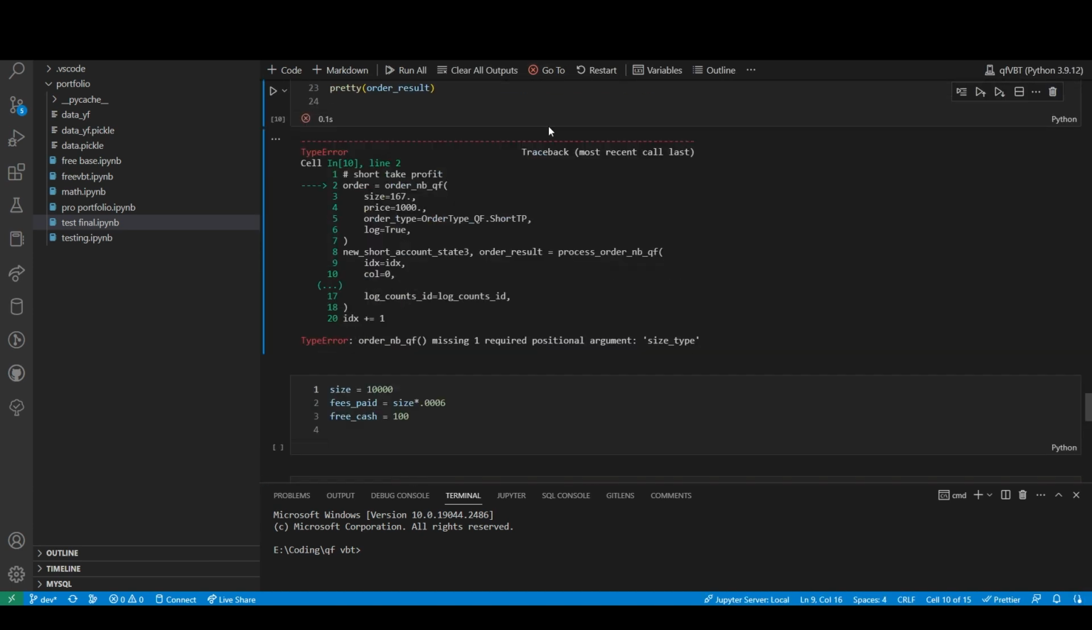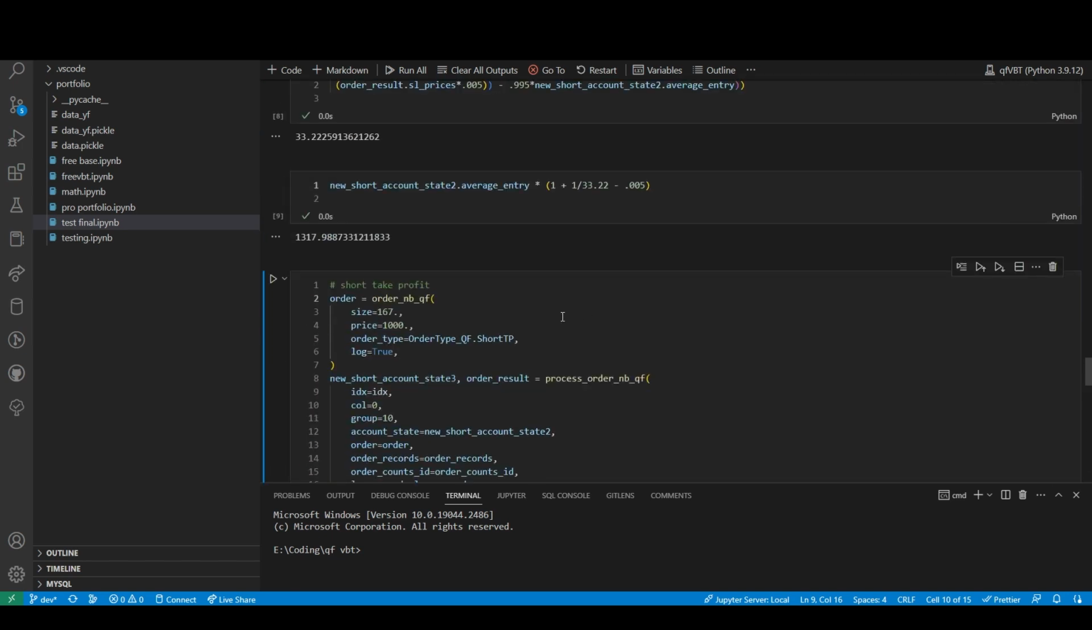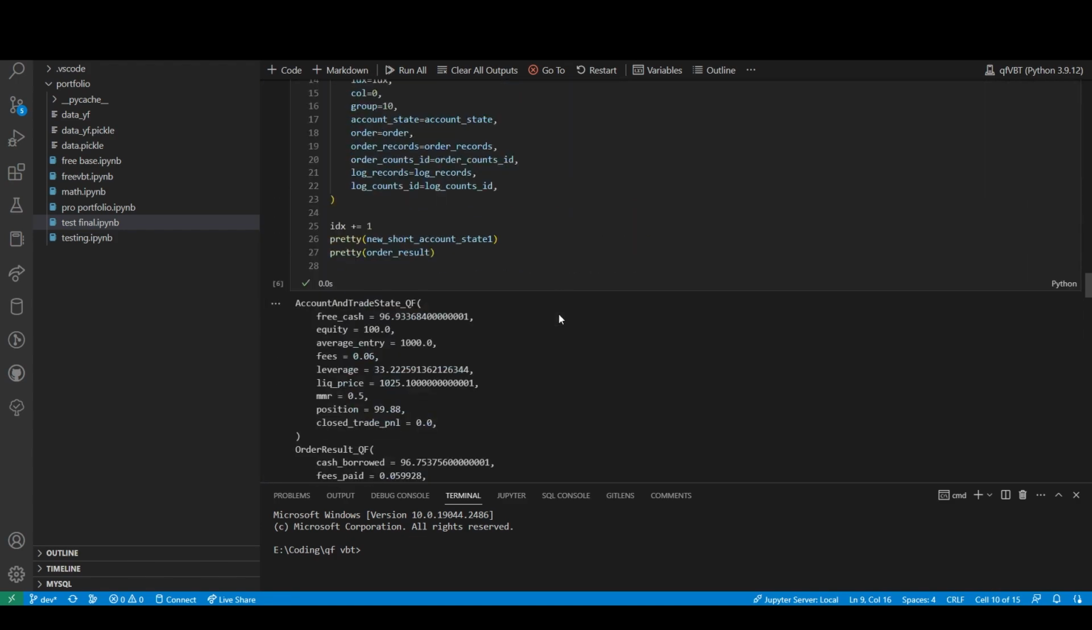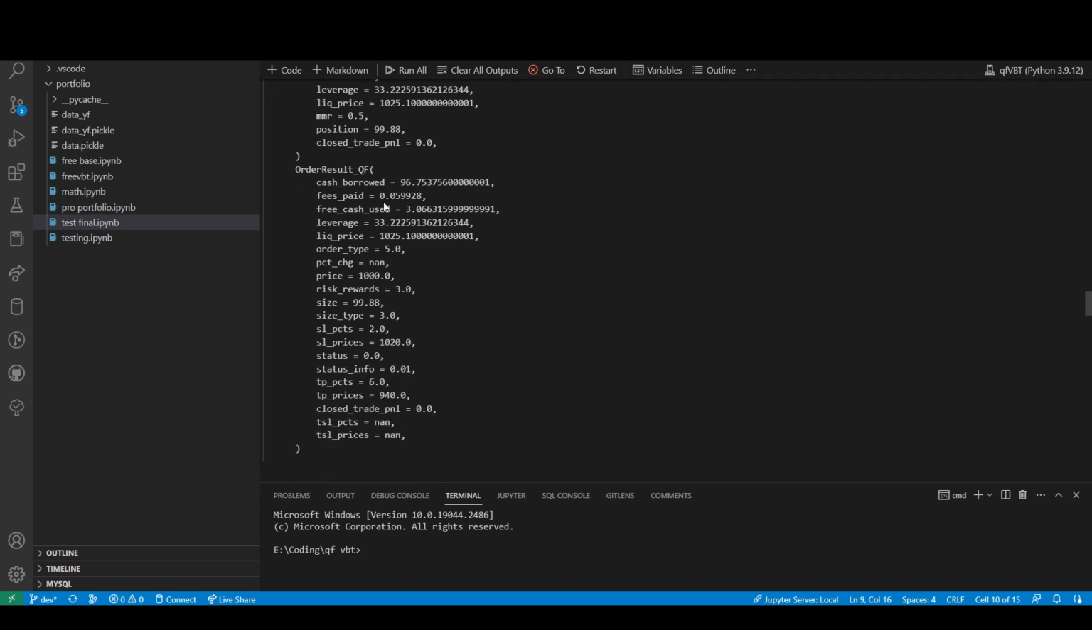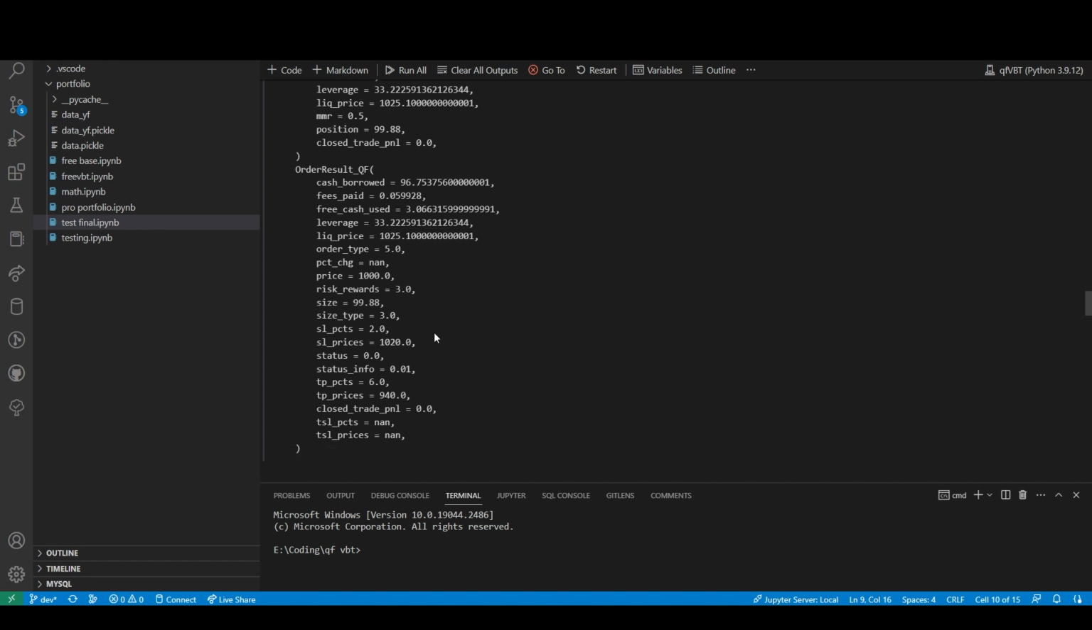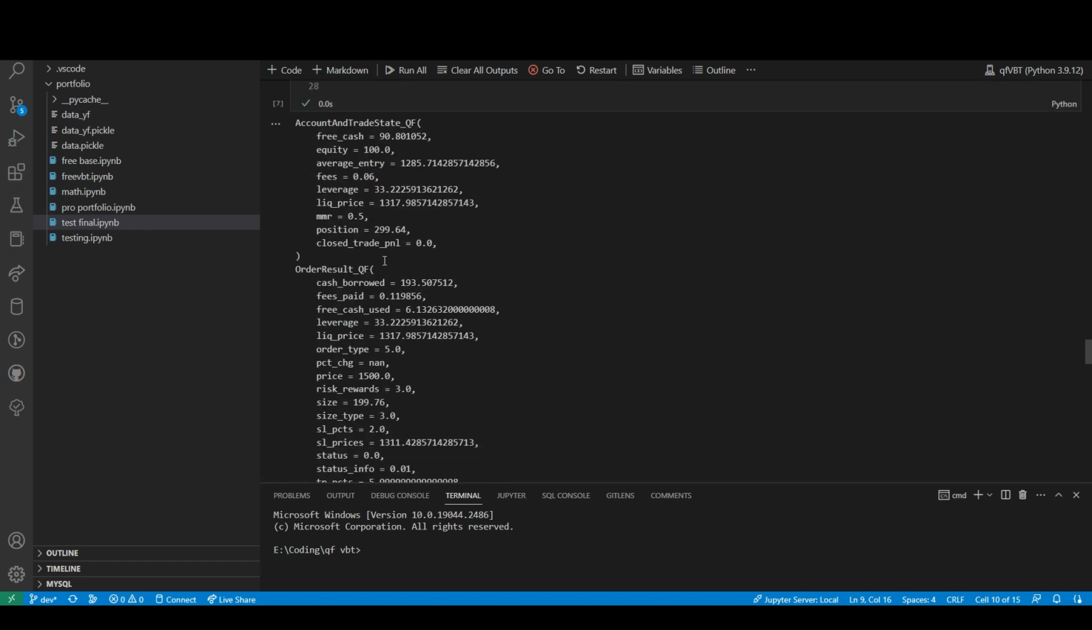Where's our size type? Oh, okay. So let's check to see. Okay, free cash. Order result. Got our liquidation price. We got our stop loss price. That's about 5%. Okay. Take profit is 946, 3-to-1 risk to reward. Okay, makes sense. Percent change is NaN. So now we got 90. Average entry is this. Leverage is still 33.